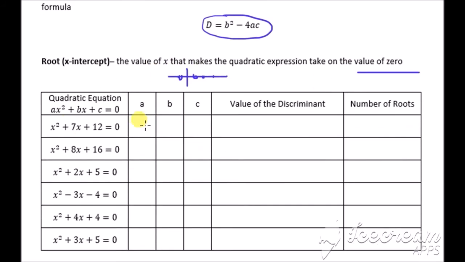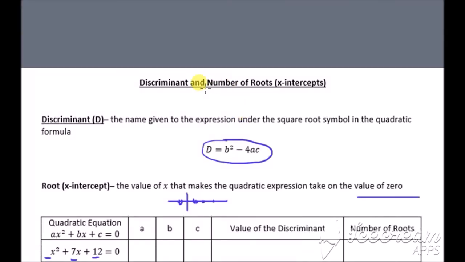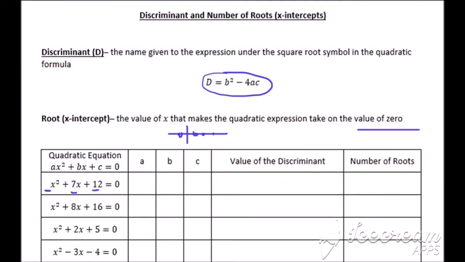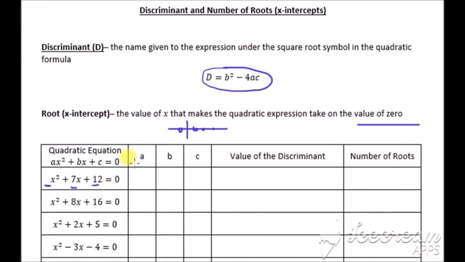So first let's warm up and let's fill in this chart with the a, b, and c, which are the coefficients. For simplicity, all the coefficients of a here are 1, and then we have the b and then the c, and then we're going to solve for the value of the discriminant. So for the first one here, we have 1, 7, and 12. So we have b squared minus 4ac. So I get 1. Okay, and I'm going to come back to the number of roots.